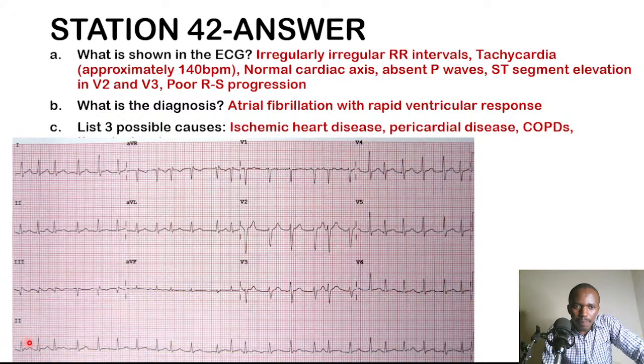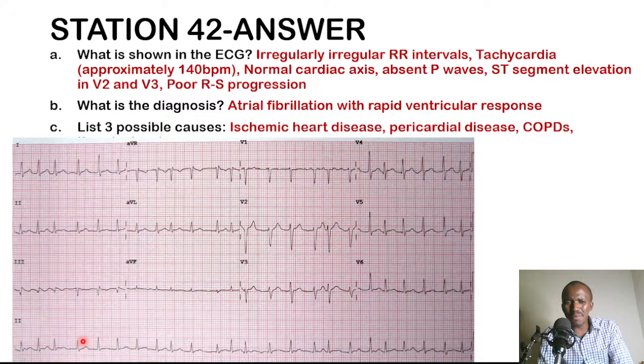As you can see here, this distance from here to here on your screen is not the same as from here to here. It's not the same from here to here. As you can see, there's no rhythm. The space in between the RR intervals is not the same. It varies. So they have an irregular rhythm.